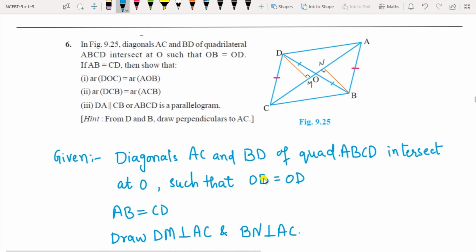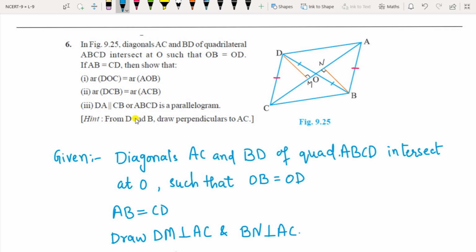Question number 6 here. Here it is a parallelogram quadrilateral. So this is a quadrilateral ABCD, and diagonals of quadrilateral intersect at O, where OB is equal to OD, that is given, and AB, this one AB is equal to CD, that is also given. Then we have to show all these things.